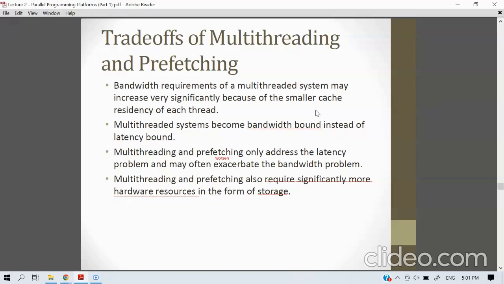So multi-threading and prefetching only address the latency problem and may often exacerbate the bandwidth problem. Multi-threading and prefetching also require significantly more hardware resources. So to overcome the bandwidth problems just now, it may require more resources in terms of hardware to store or to have the data storage.